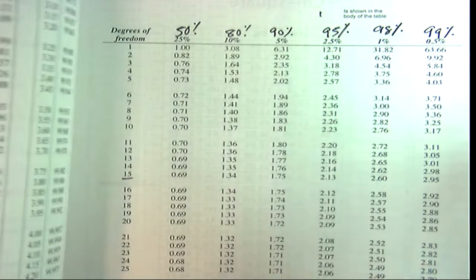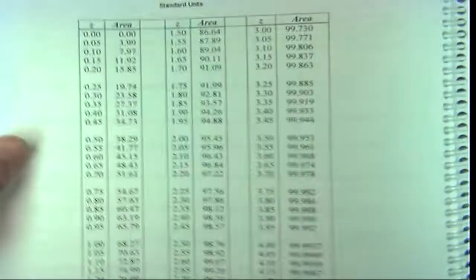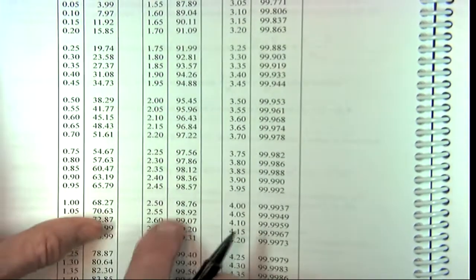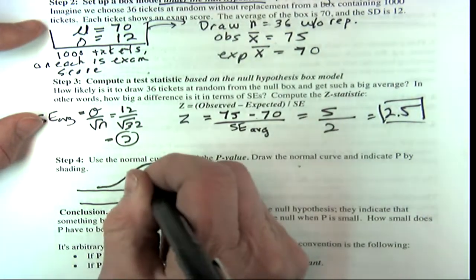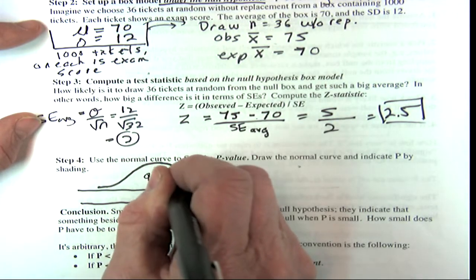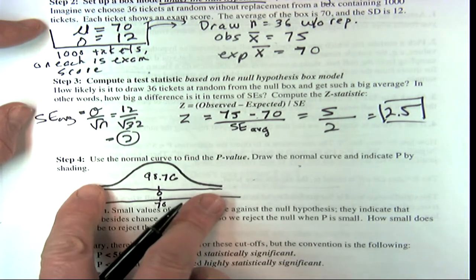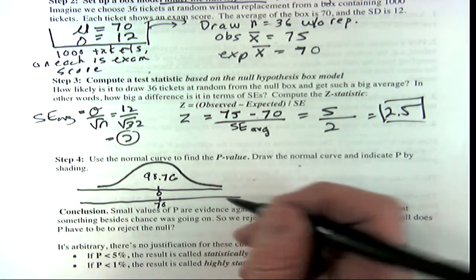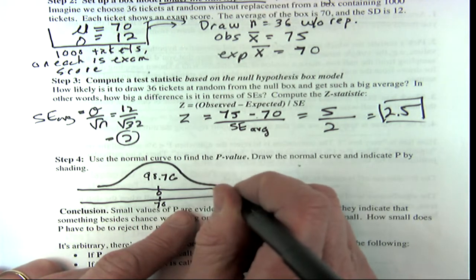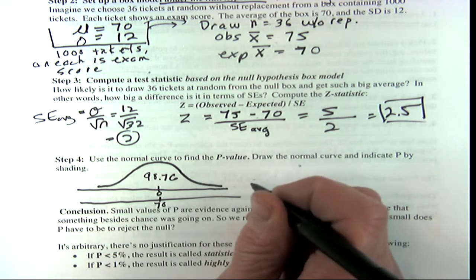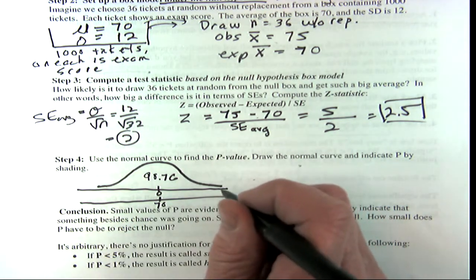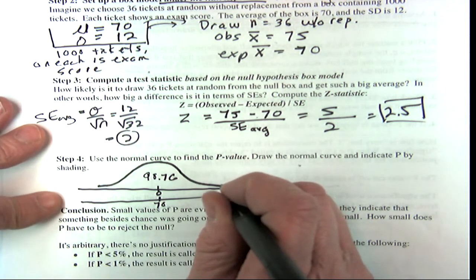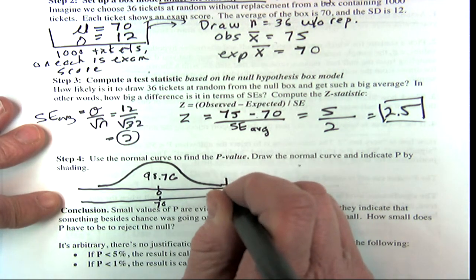So we look up 2.5, and it's 98.76 in the middle. All right, so now we have 98.76 in the middle. What does that leave in the two tails? That's really going to leave less than 1%. 1.24, so that's 0.62 in each tail. So it's a tiny, tiny.